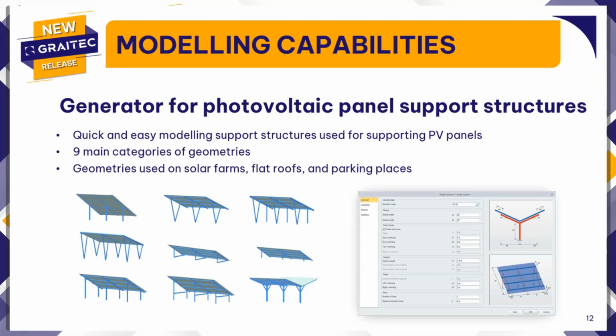The generators can also be used to model conventional canopies, but the main aim was to model structures for solar panels. There are 9 new generators and they allow easy modification of most parameters, making the tool very flexible. For example, columns can be inclined. We can add additional bracing between columns or rafters, and so on.